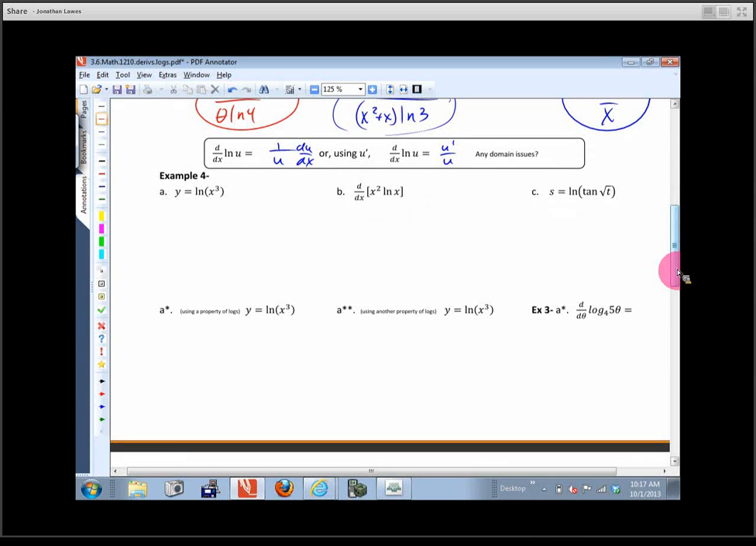So let's take a look at a couple of these examples right here. So we've got the ln of x cubed. So the derivative there is going to be 1 over x cubed times the derivative of x cubed. So that's 3x squared. So I'm going to cancel this with that. So y prime in this case is going to be a 3 on the top and an x on the bottom.